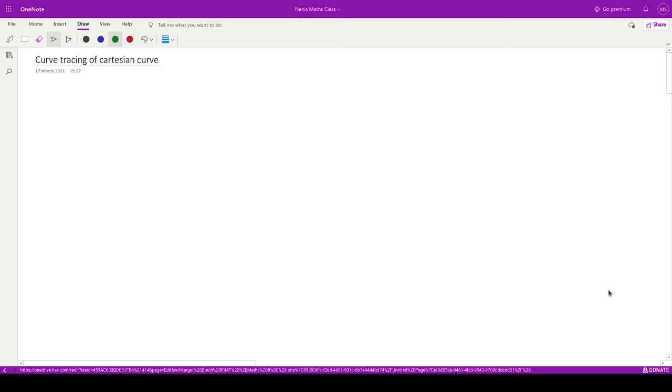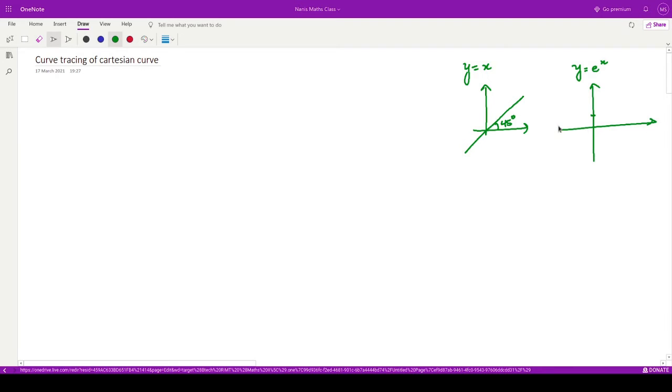In this video we shall see how to trace a simple Cartesian curve. Most of the time we know how to trace some standard curves. For example, you know how to trace this curve. Obviously, this is a straight line passing through origin having an angle of 45 degrees with the x-axis. Similarly, there are many other graphs which you know how to trace or how to plot.